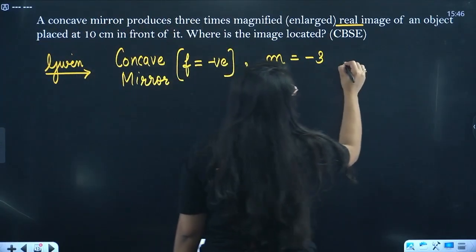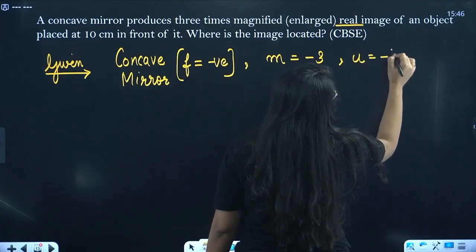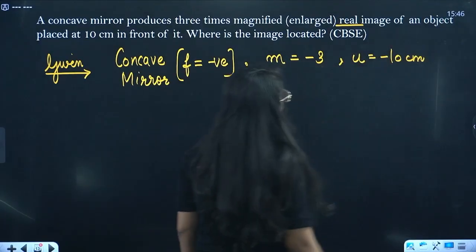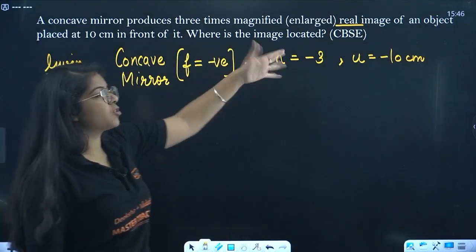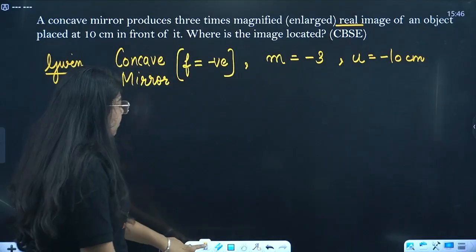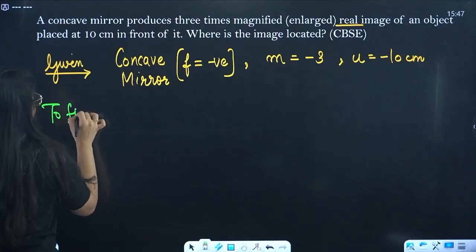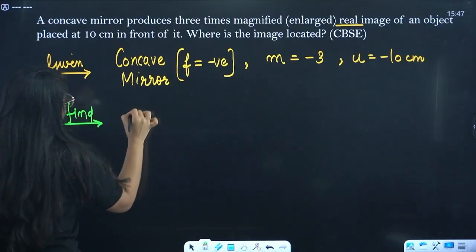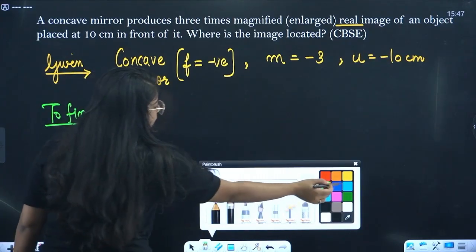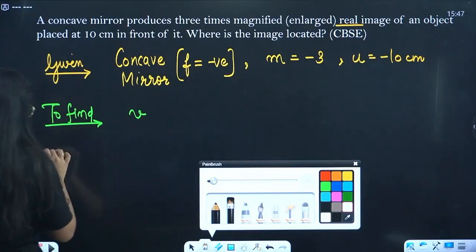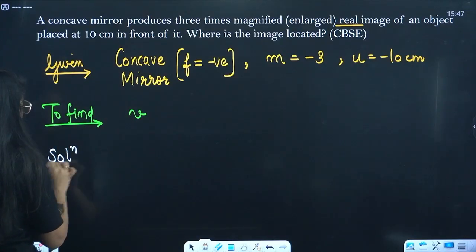Now the object is placed at 10 centimeter in front of it. Where is the image located? We just have to find where the image is located. To find v, right? That is what we have to find. Now this is very easy and you won't probably have to use so much of brain. Okay, what is the solution now?